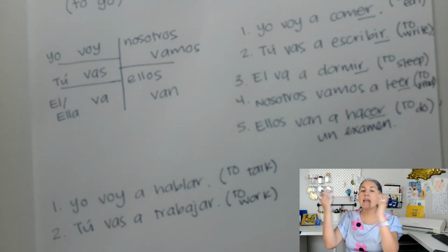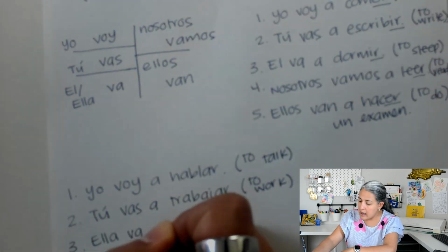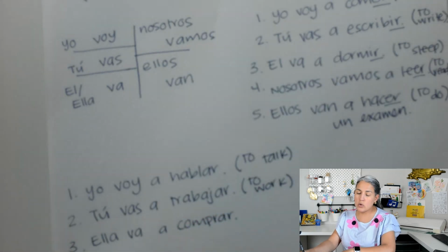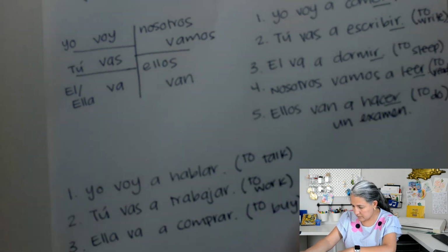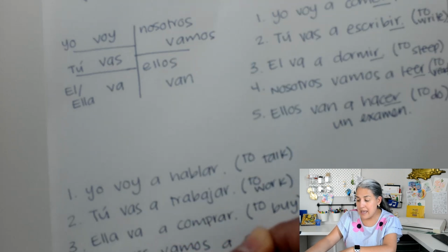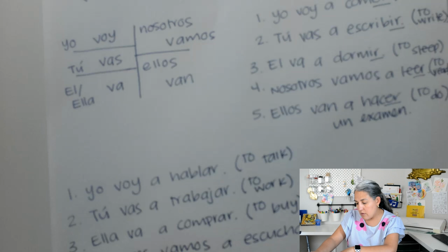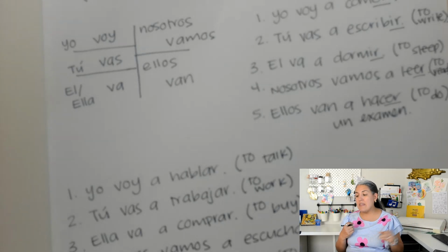Let's do more sentences. Let's go to all the pronouns. Then I can give you some verbs and you can start trying to make sentences. Tres. Ella va a comprar. She is going to buy. Nosotros vamos a escuchar, to listen, and ellos van a cocinar, to cook. So we need to know what the verbs are, verbs in action. We need to know the ending of the verbs. But for this case, we just need to remember the chart. Yo voy, tú vas, él va, nosotros vamos, and ellos van.